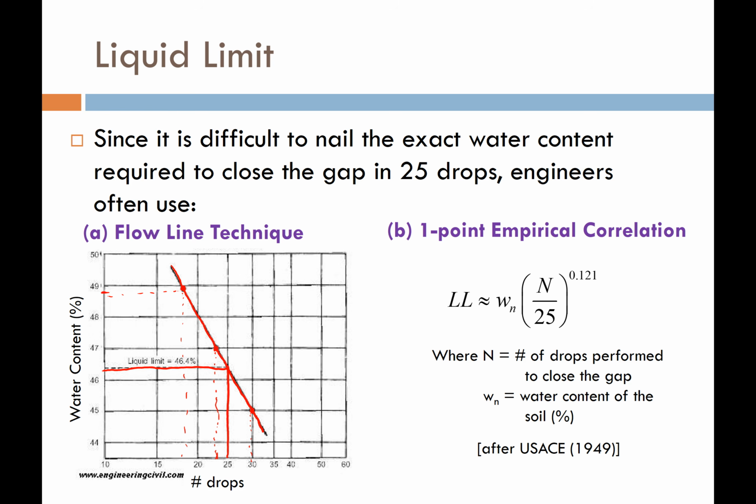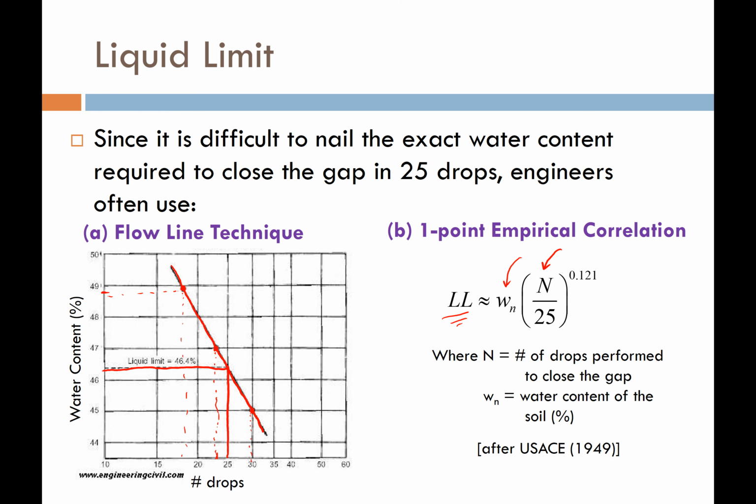The second method that I'll talk to you about is the one-point empirical correlation. This method isn't used very often, but it can be handy if you're stranded on a desert island and you need to estimate a liquid limit to somehow get off the island or to save your life or something. Basically, all you're going to do is put in the number of bops that you got and the water content associated with it, and it's going to spit out an approximation of the liquid limit.